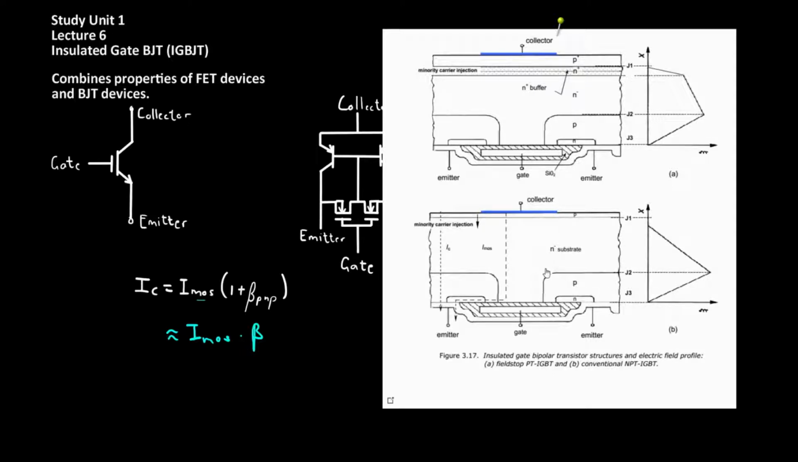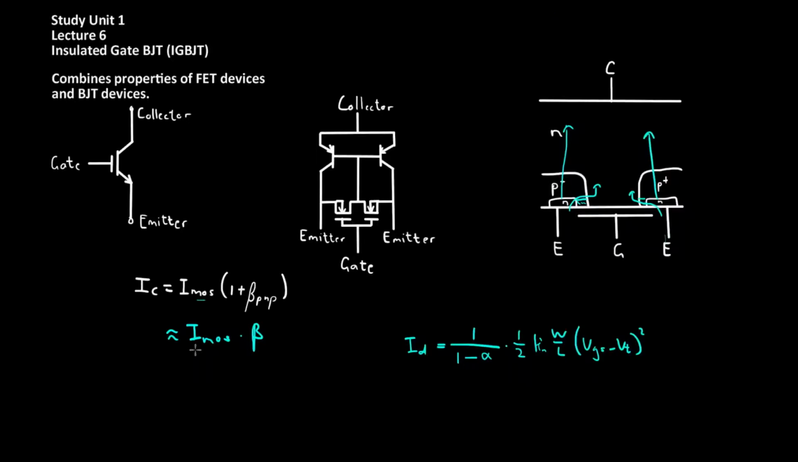As was said before, the current through the IGBJT is simply the MOS current multiplied by the beta of the PNP part of the transistor. This can be expanded as 1 over 1 minus alpha multiplied by the MOS current when the MOS part of the device operates in saturation.